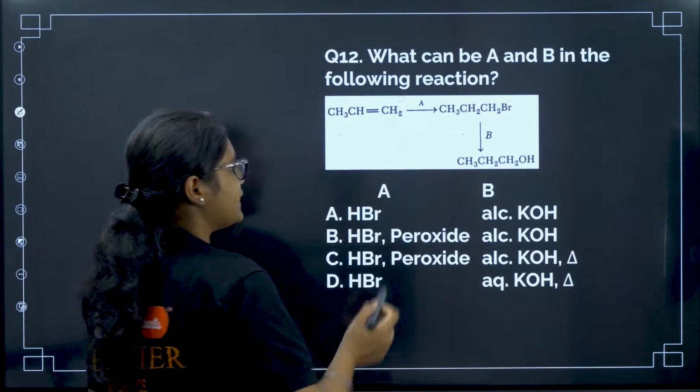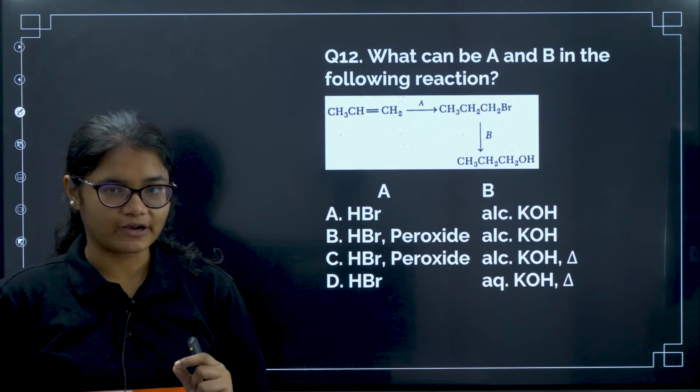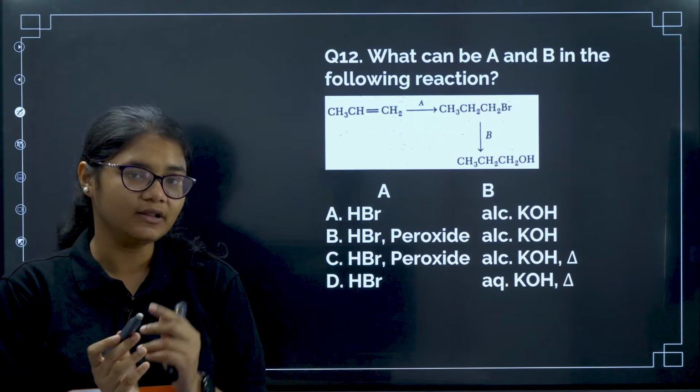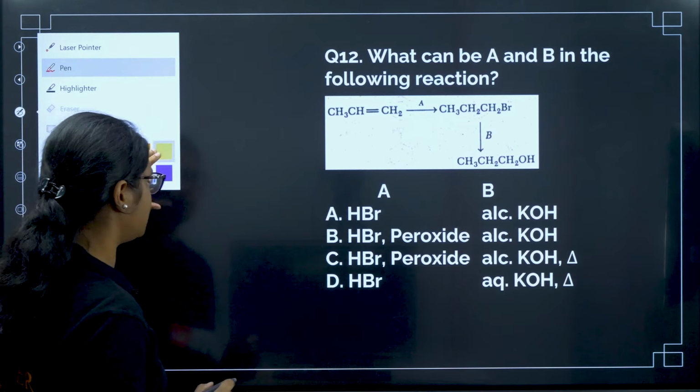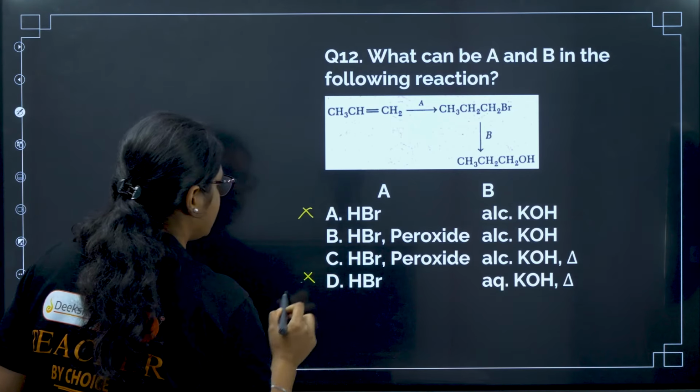CH2Br. Br is added to the carbon having more number of hydrogen, that is anti-Markovnikov addition. So that is HBr and peroxide. HBr peroxide is there in option number B and C. So we can eliminate A and D.